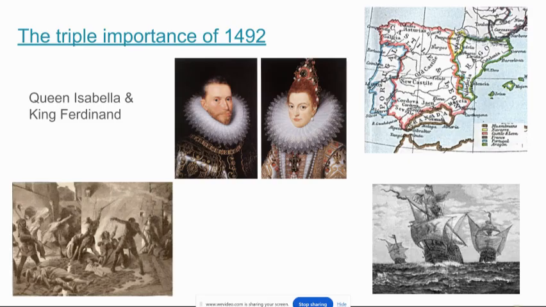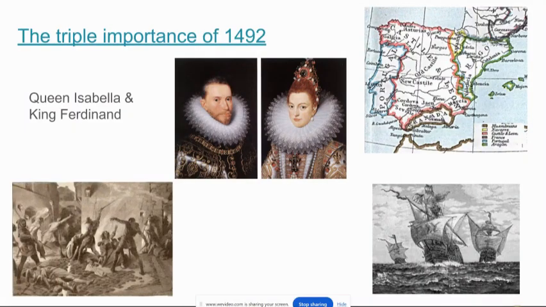Okay, now the one you may know is that this is the year that Columbus sails the ocean blue, that Columbus travels from Spain into the Americas, to the Caribbean. He never actually makes it to mainland United States.